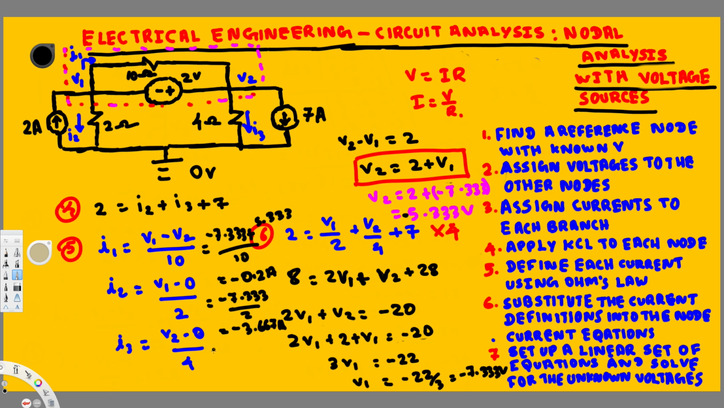And for the third one, it's V2 over 4, right? V2 is what? 5.333 volts divided by 4, and if you calculate this, you will get negative 1.333 ampere, because this is negative.